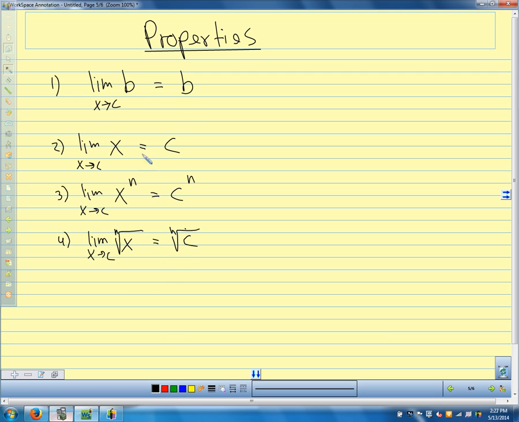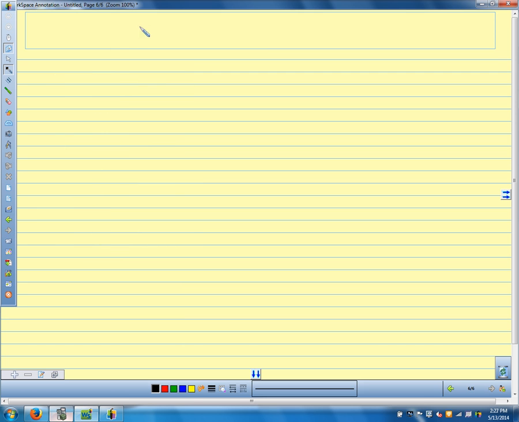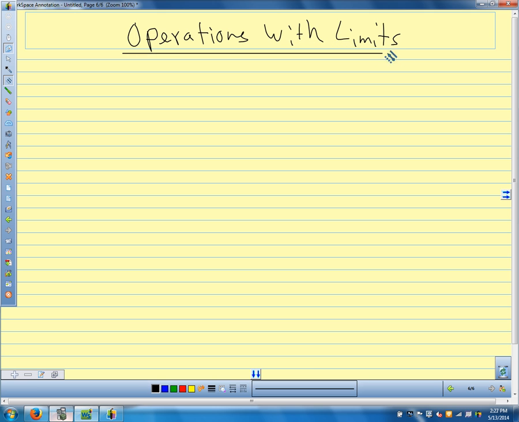Now what we're going to do is talk about how we can combine limits of functions, and then we'll figure out a nice family of functions that we can figure out our limits just by plugging in. All right, are we good so far? All right, let's talk about how we can combine limits. So operations with limits. So we don't always have nice easy functions like x or x to the n. We have more complicated functions, so we want to figure out how we can combine limits.